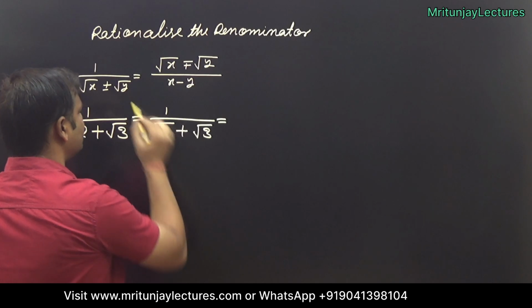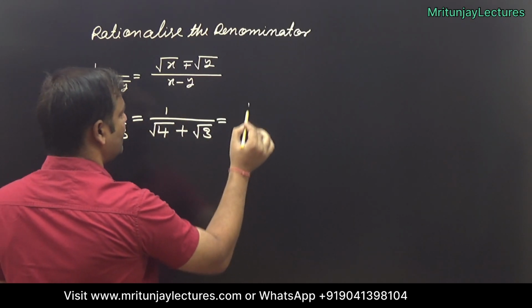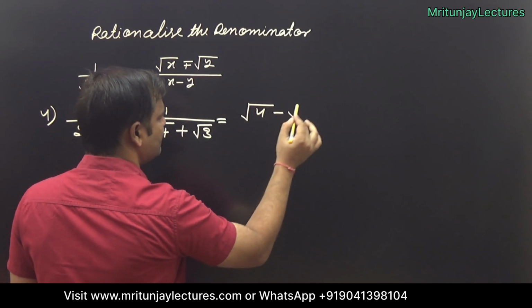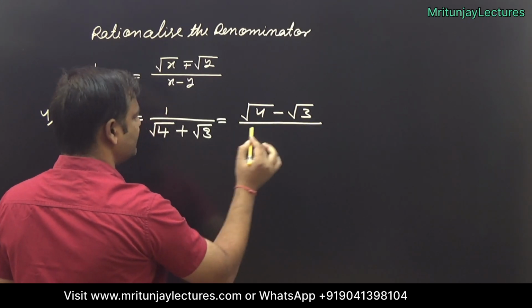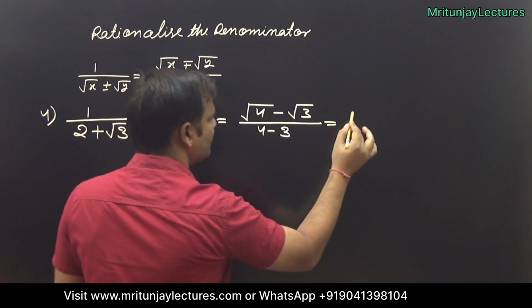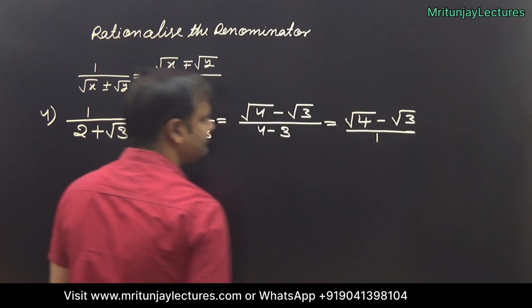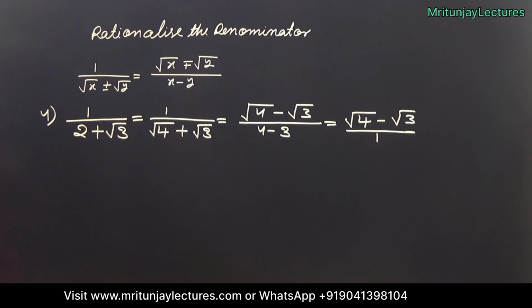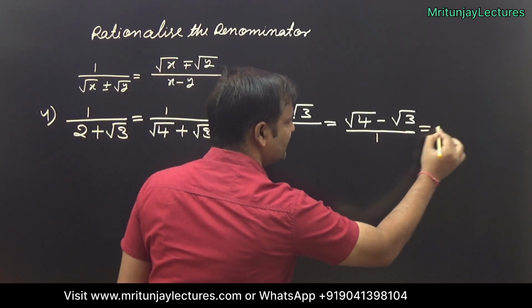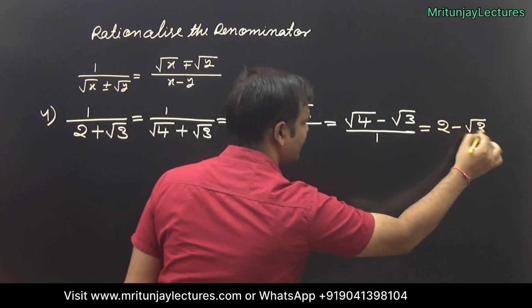So you can apply that formula here: root 4 minus root 3 divided by 4 minus 3. So we get root 4 minus root 3 divided by 1. This is the final answer. Root 4 is also 2, so 2 minus root 3. I hope that is clear. So 2 minus root 3 is the final answer.